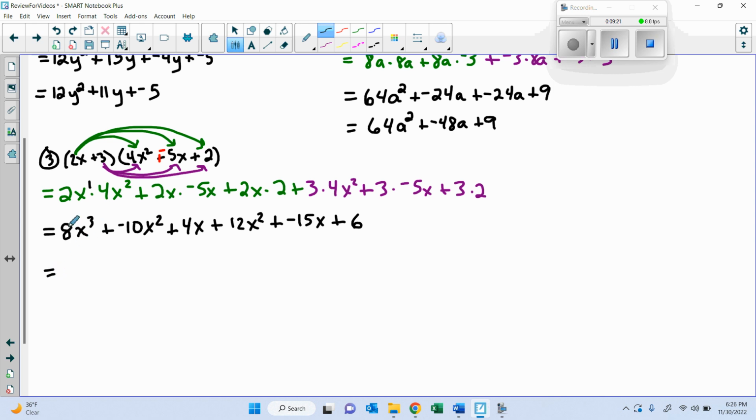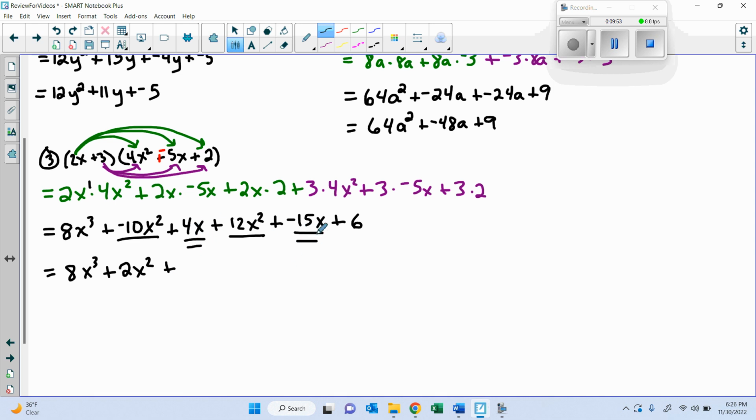So I have 8x cubed. There are no other x cubed terms. So I'm just going to write down 8x cubed plus, because again, it's a polynomial. I have a negative 10x squared here, and I have a 12x squared there. Those are the only two x squared terms. So I'm going to add them together. Negative 10 plus 12 is going to be 2x squared plus, now I'm going to add together my x terms.